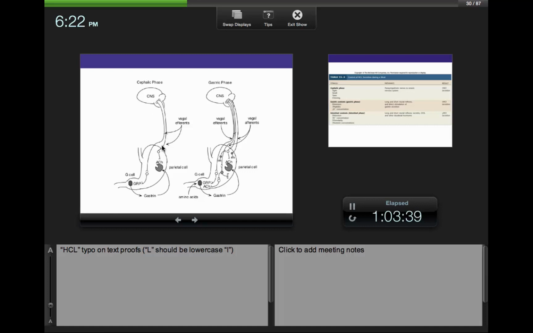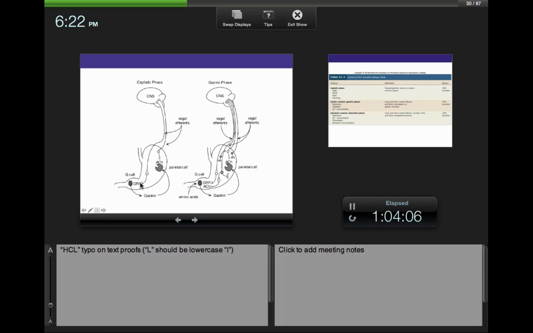Remember, the vagus nerve is the parasympathetic, cranial nerve 10. That's the main autonomic nervous system neurons that are mediating the parasympathetic responses. So it's these vagal efferents that are causing the release of GRP. They're pretty much stimulated by the vagus nerve.